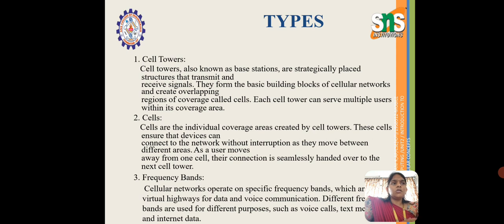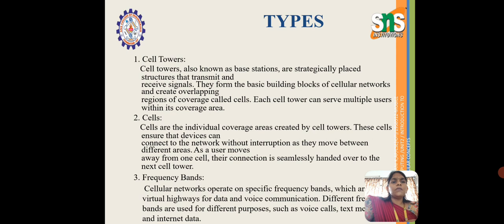The base station is also known as cell sites or cell towers. They form the basic building blocks of the cellular network and create overlapping regions of coverage called cells, and each cell has multiple users within its coverage area. And next is your cell layout. The cells are arranged in a hexagonal grid to ensure coverage and minimize interference.